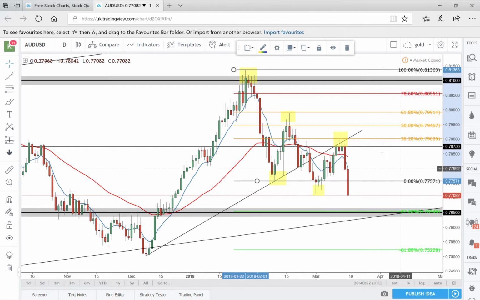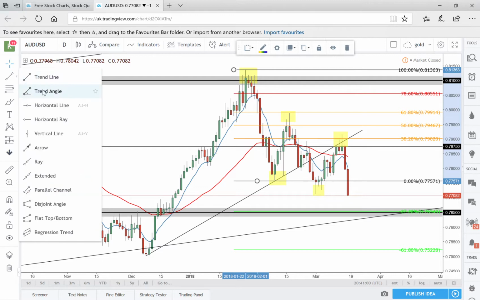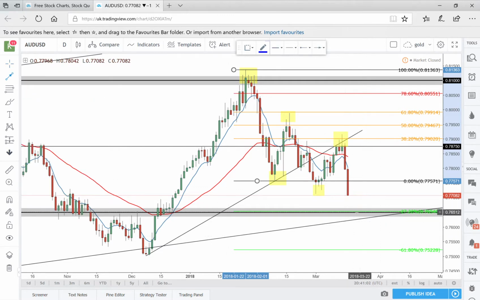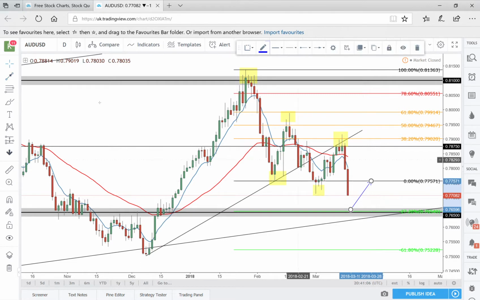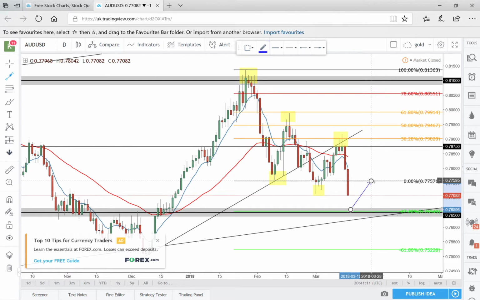So given this massive bearish pressure, we've already made new lows. I can see us hitting this area of monthly support, maybe coming back up to a new lower high, and then possibly extending to our D extension.